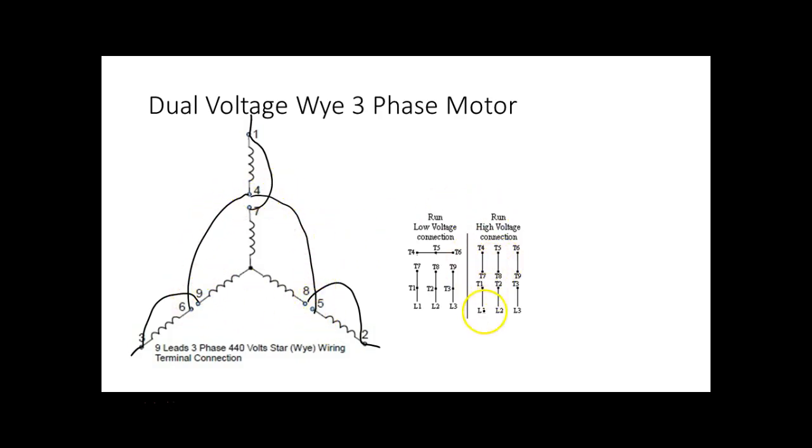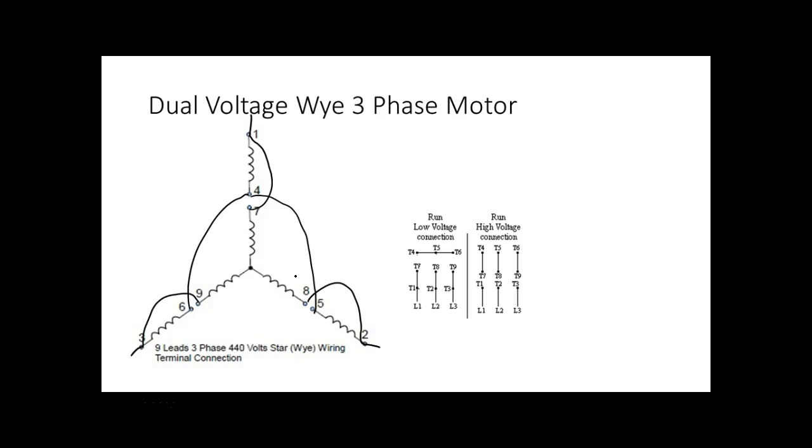Oops, sorry. I should have L1 going to 1 and 7. I got L1 going to 1 and 7. I should have L2 going to 2 and 8. I have L2 going to 2 and 8. And I should have L3 going to 3 and 9. I got L3 going to 3 and 9. So what we've done is we rewired the motor, right?